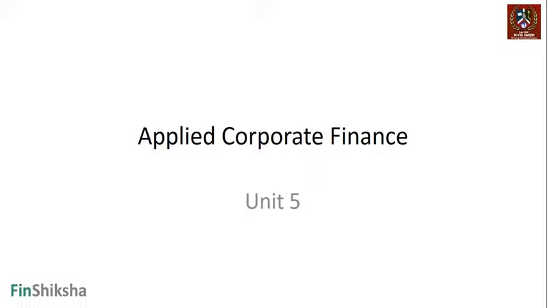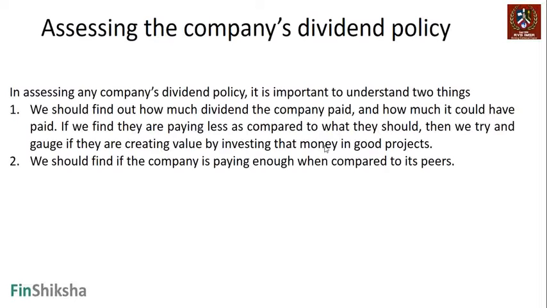To the discussion around the dividend policy of the peers of our company under consideration. If you remember in the previous section, we have already seen that in assessing any company's dividend policy, it's important to understand how much dividend the company paid versus how much they could have paid, which is basically the dividend plus any buyback that the firm may have done versus the free cash flow to equity, which is the potential dividend that could have been paid by the firm.